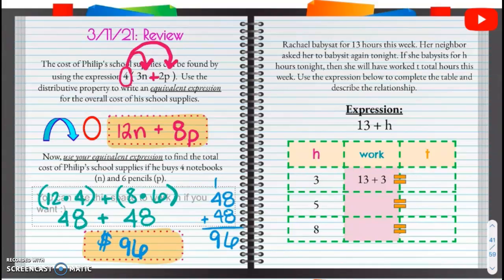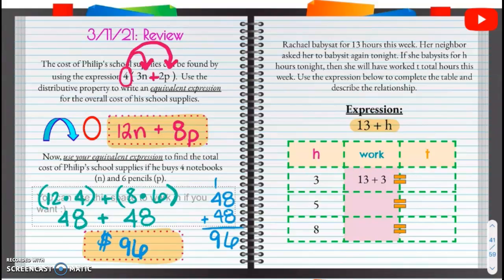So Rachel babysat for 13 hours this week. Her neighbor asked her to babysit again tonight. If she babysits for 8 hours tonight, then she would have worked T total hours this week. So we're going to use this expression below to complete the table, and then we're going to describe that relationship. We're going to use the 13 that she already worked plus the hours more that she works. So T would be the total number of hours.